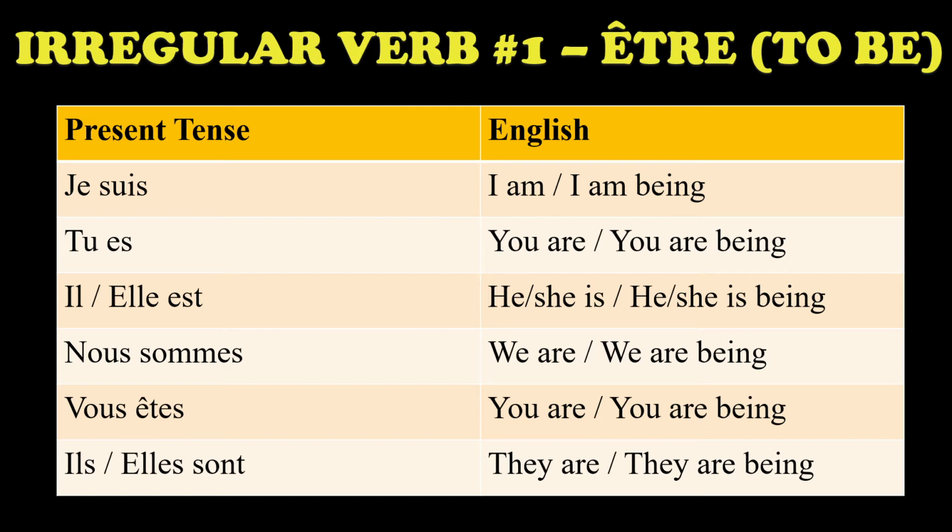Nous sommes, we are or we are being. Vous êtes, you are or you are being, for the plural of you. Ils sont and elles sont, for they are and they are being. Let me say it once more for you and then you have to repeat it. Je suis, tu es, il est, elle est, nous sommes, vous êtes, ils sont, elles sont. Pause the video here and repeat it for yourself.